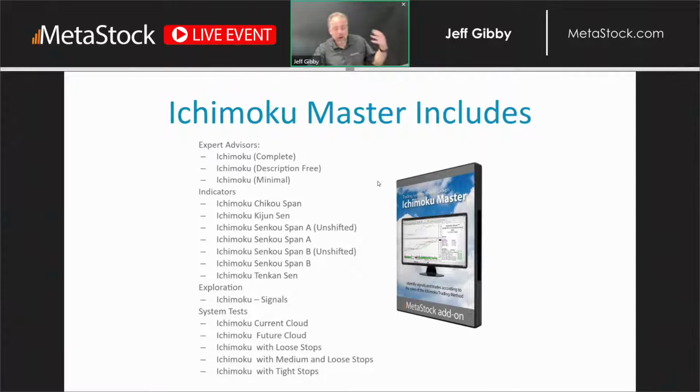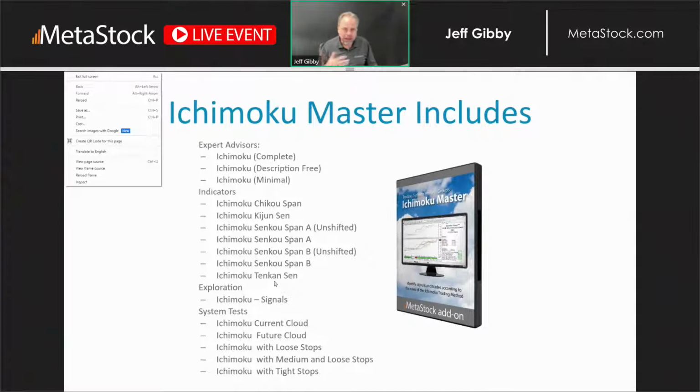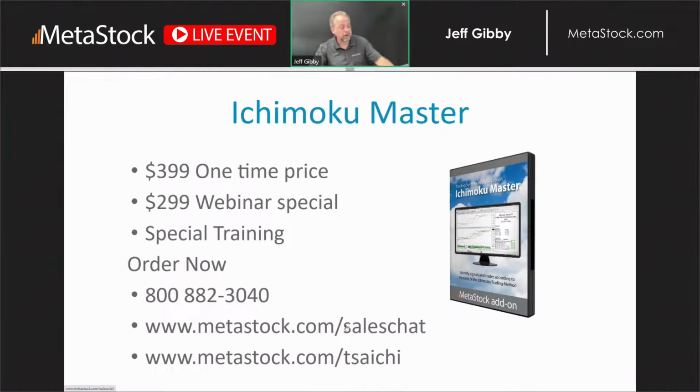So as part of it, you're going to get 3 expert advisors. You'll get all the indicators. I just use the built-in indicator. You'll get the exploration. It does include system tests. So if you want to take the long entries and you want to exit with the cloud, there's a bunch of different ways that you can test this. You can test it with his loose stops, the medium stops, the tight stops. It does include system tests, and Robert is a good system tester.